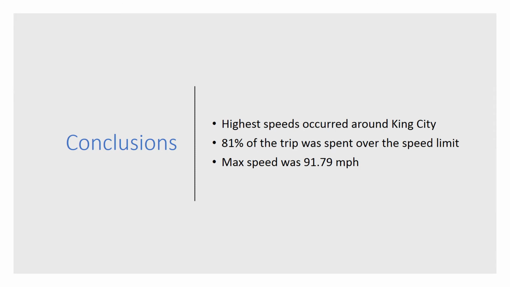A few interesting conclusions I discovered were that my highest speeds occurred around King City. This is the only stretch of road on that drive that actually has a speed limit of 70 rather than 65 miles per hour, so people tend to speed up in that area. I also found out that 81% of the time I was traveling on 101, I was driving over the speed limit, and my maximum speed was 91.79 miles per hour.